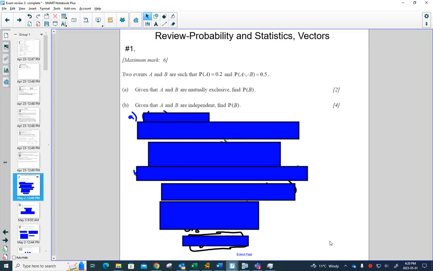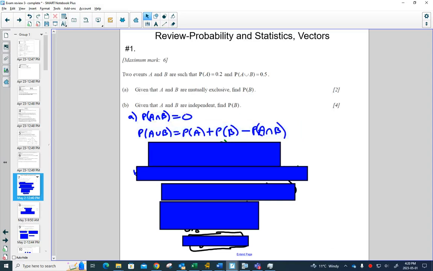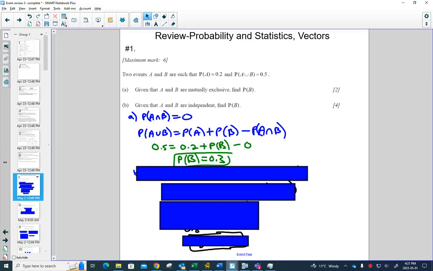Two events such that the probability of A is 0.2, and the probability of A or B is 0.5. Given that A and B are mutually exclusive, find the probability of B. Well, then the middle part is separate, so that tells you the other part just has to be 0.3. You might want to draw a Venn diagram of this situation. If they're mutually exclusive, A and B are separate, and you know that A is 0.2, and A or B is just adding those sections up, that would also tell you that it has to be 0.3 for the probability of B.